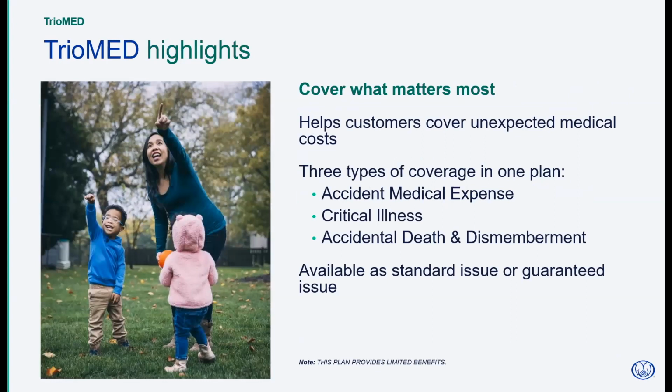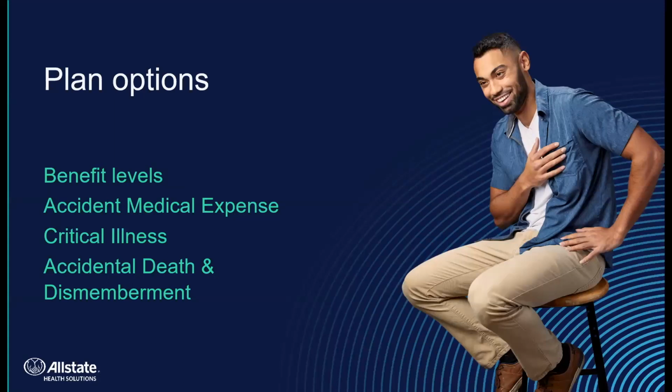So let's look at a few highlights when it comes to the TrioMed. The TrioMed helps customers cover unexpected medical costs. There are 3 types of coverage in one plan. So you have the accident medical expense in cases of accidents, you have the critical illness, and then you also have the accident, death, and dismemberment. Now, you do have a standard issue as well as a guaranteed issue, and we're going to go over the differences between those in a second. Right now, we're going to look at the benefit levels, and then we're going to take a deep dive into each one of those different types of benefits, the AME, the CI, and the ADD.